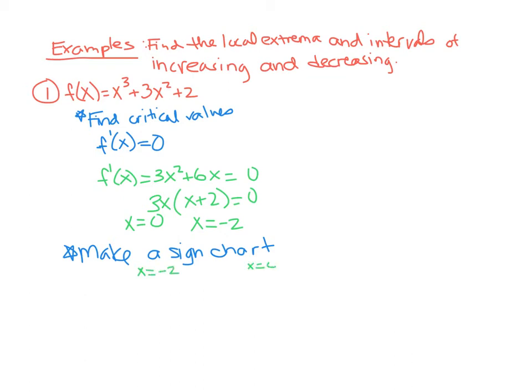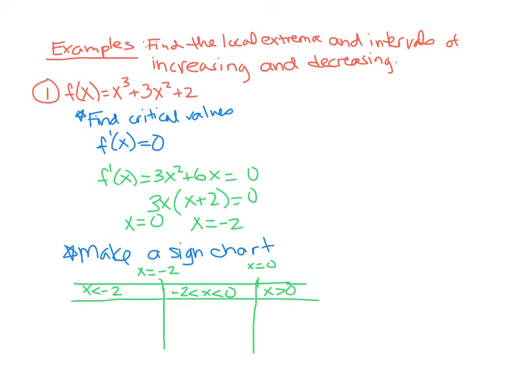You can kind of think of it like a number line if you want, where I have negative 2 on my number line and I have 0 on my number line. But I'm actually going to extend it out. So I'm going to have 3 important intervals. I'm going to have where x is less than negative 2, where x is between negative 2 and 0, and where x is greater than 0. That's going to cover all of my intervals where I could potentially change signs of my derivative.